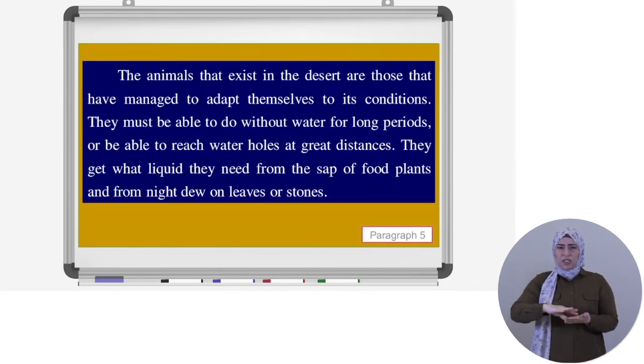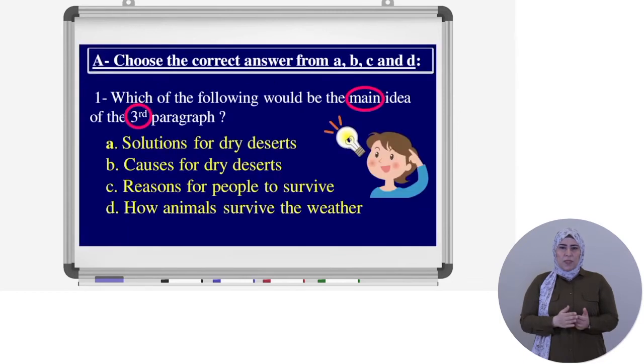The animals that exist in the desert are those that have managed to adapt themselves to its conditions. They must be able to do without water for long periods, or be able to reach water holes at great distances. They get what liquid they need from the sap of food plants and from night dew on leaves or stones. Let's go back to the questions and discuss to find the answers.